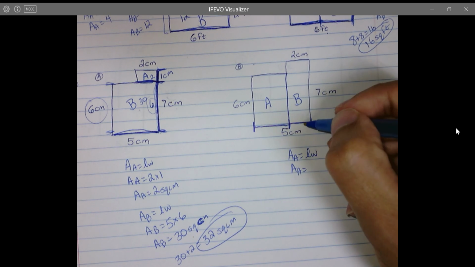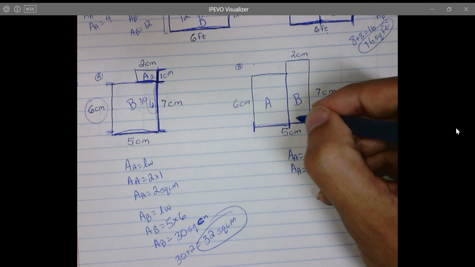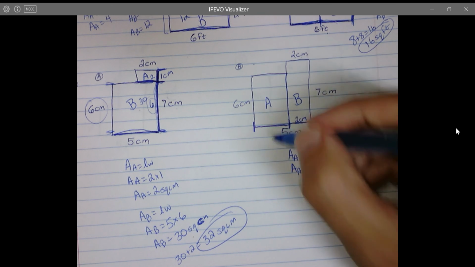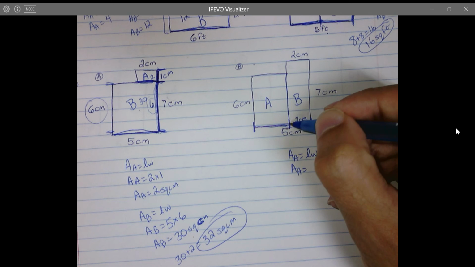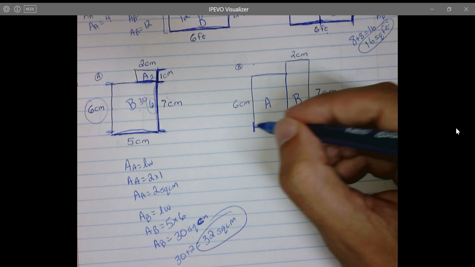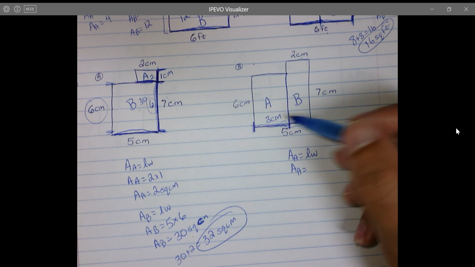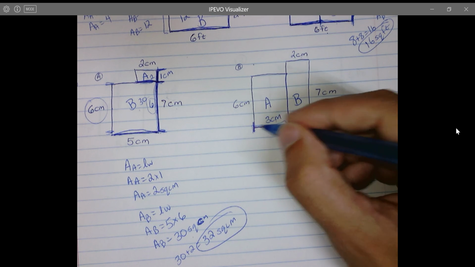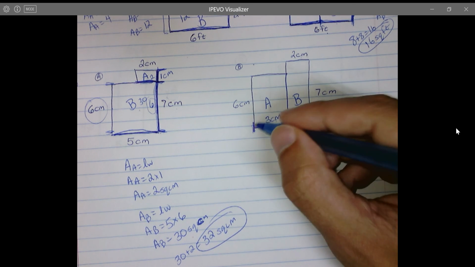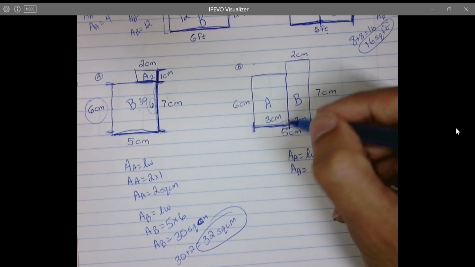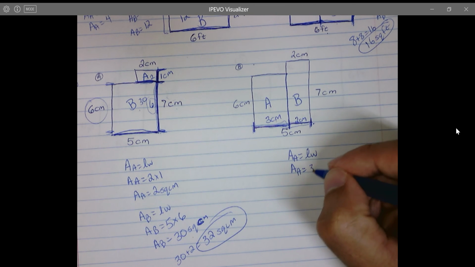Well, if I look at the opposite side, I know that this is 2 centimeters here. So if this whole thing is 5, this part is 2, what must this part be? It must be 3 because they need to add up to the same. So now my length of this rectangle, just of A, not A and B, just A, is 3 centimeters.